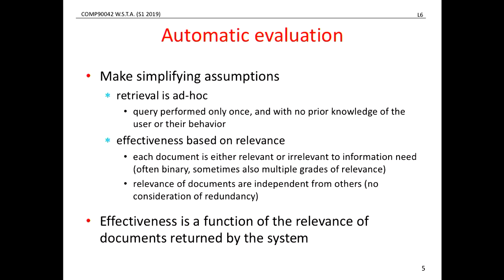Because we're assuming that the relevance is independent, it's just the relevance of each document to the information need, we're not getting an idea of the diversity of the results. We're just looking at the rankings and the relevant versus irrelevant judgments. And then the effectiveness is just a function of these relevance judgments. So the system's going to return us K results, and the relevance of these K results are the things that we use in our automatic metric.